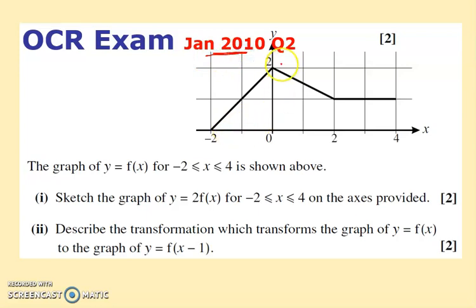Next one, OCR exam question now, question 2 again, but now it's Jan 2010. But you get the idea, they've drawn me a function. This says it's between minus 2 and 4. Okay, fair enough. And again, they only want me to draw it between minus 2 and 4 on the axes provided. Well, I haven't been provided any, but I shall draw it anyway.